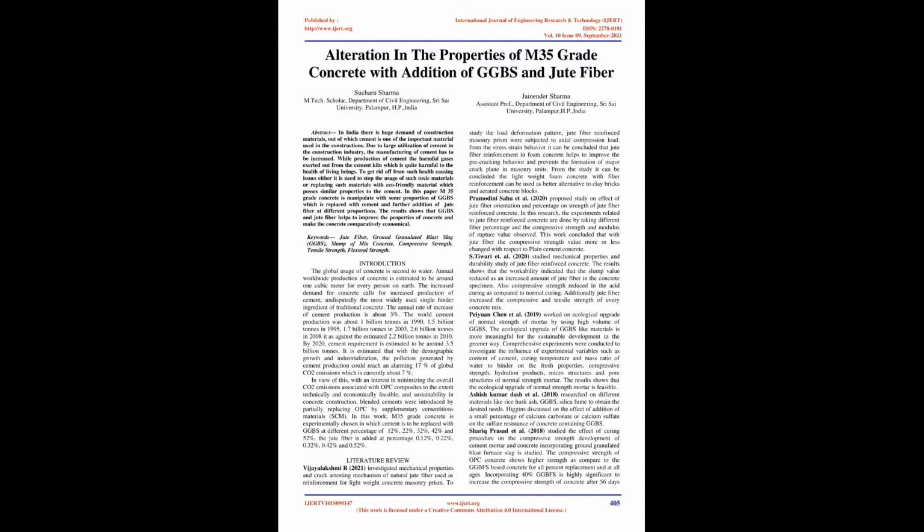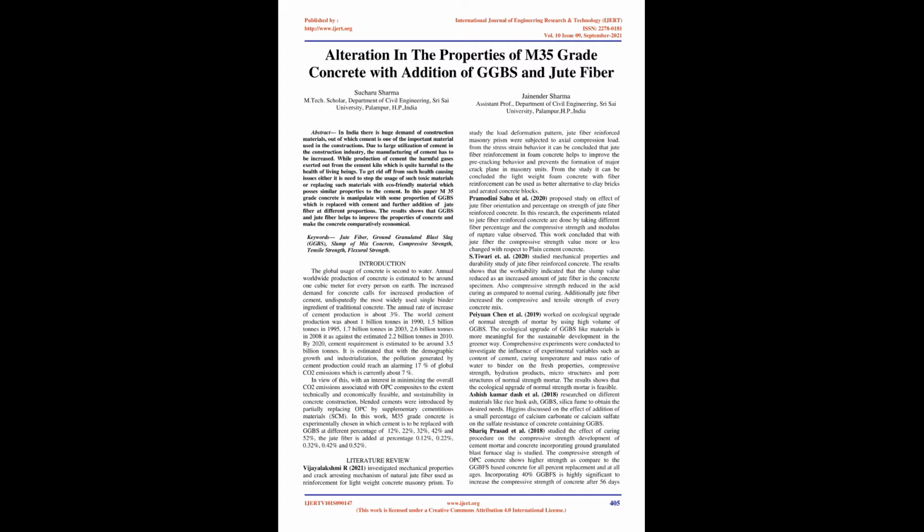Introduction. The global usage of concrete is second only to water. Annual worldwide production of concrete is estimated to be around 1 cubic meter for every person on Earth. The increased demand for concrete calls for increased production of cement, undisputedly the most widely used single binder ingredient of traditional concrete. The annual rate of increase of cement production is about 3%.